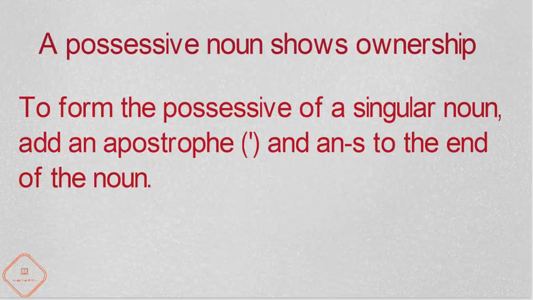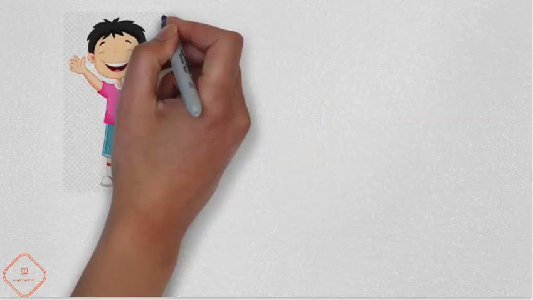To form the possessive noun of a singular noun, we add an apostrophe, which is like this comma thing at the top, and then we add an S to the end of the noun. This is how we form the possessive noun. Now let's look at an example of this.